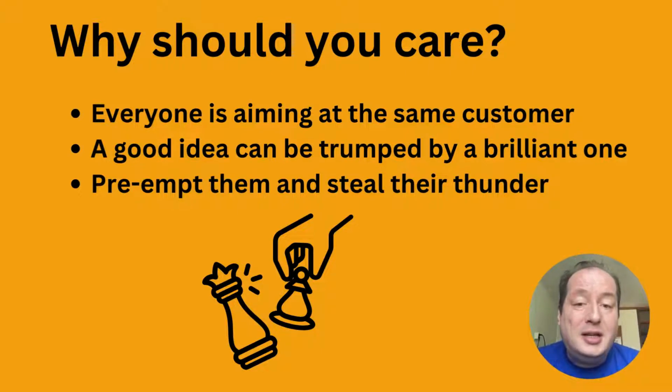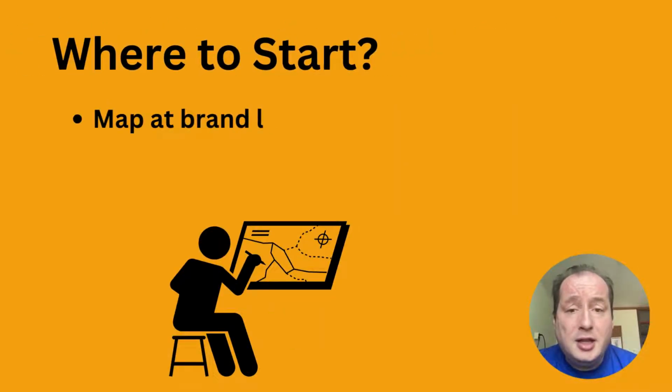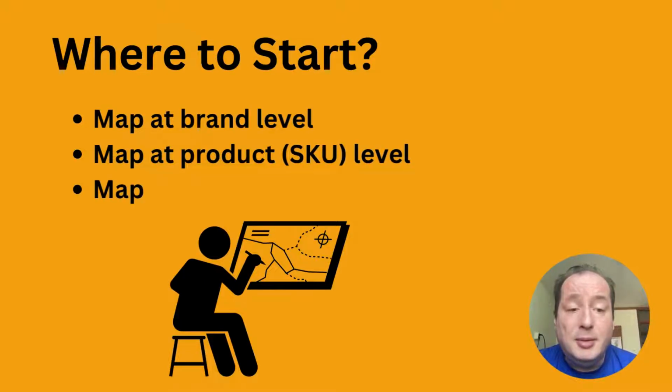So it's imperative that, due to good analysis, you can preempt competitor activity and steal their thunder. So where to start? Well, you start at the top, which is the brand level. So you look at which brands are out there in the market.